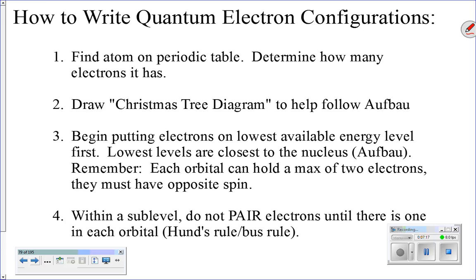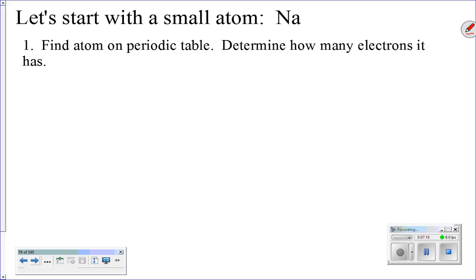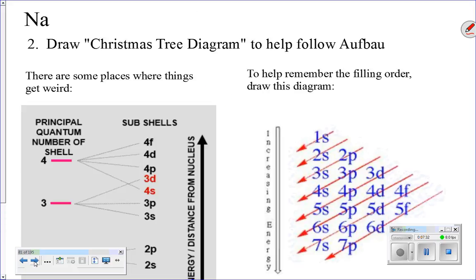So the first thing we're going to do to write a quantum configuration is find the atom on the periodic table and determine how many electrons it has. So to start with a small atom, we're going to start with sodium. Sodium has 11 electrons. Next thing I'm going to do is draw something called the Christmas tree diagram. The Christmas tree diagram is to help us deal with this.